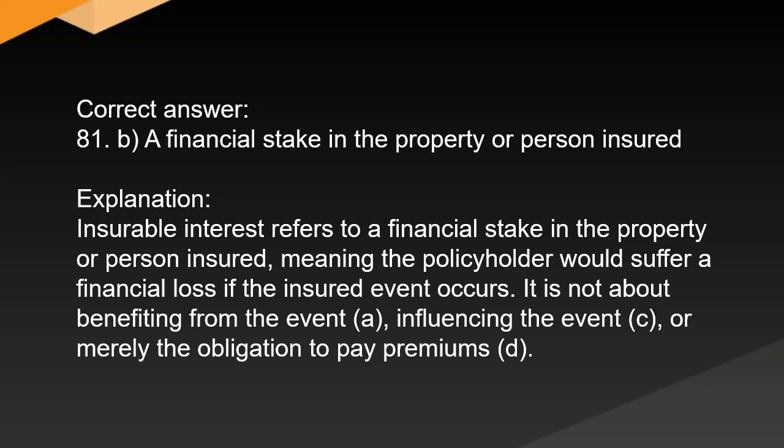Correct answer. B, a financial stake in the property or person insured. Explanation. Insurable interest refers to a financial stake in the property or person insured, meaning the policyholder would suffer a financial loss if the insured event occurs. It is not about benefiting from the event, A, influencing the event, C, or merely the obligation to pay premiums, D.